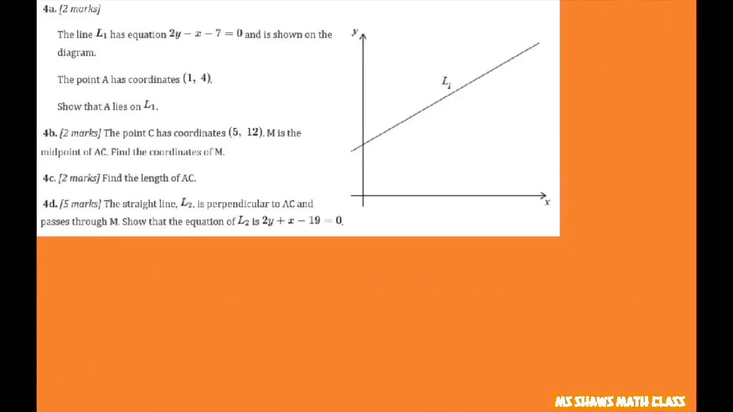Hi everyone. The line L1 has a given equation and is shown on the diagram. Point A has coordinates (1, 4), and we want to show that A lies on line L1. This is the first part of an IB question that was on an old test. So let's get started.